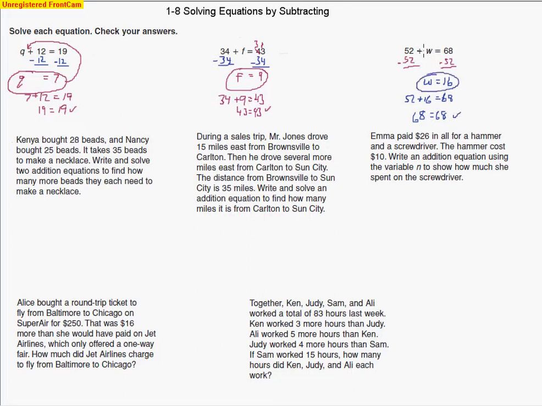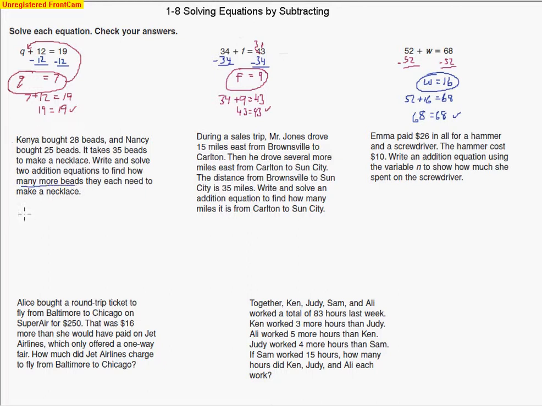Well, now we have some word problems. And so what we're going to want to do is write an equation to make these match. Let's take a look at our first one here. Kenya bought 28 beads. Nancy bought 25 beads. It takes 35 beads to make a necklace. Write and solve an addition equation. We have to do two addition equations to find out how many more beads they each need to make a necklace. So how many more beads do they need?